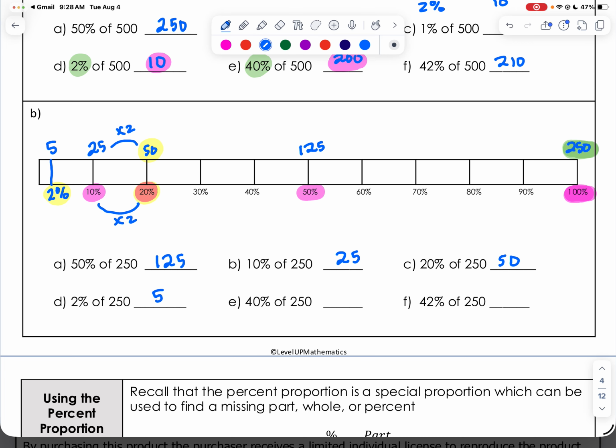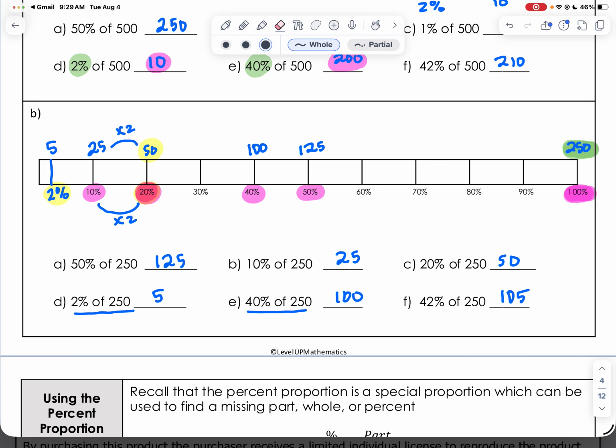All right, now let's get 40%. So to get 40%, I'm going to use 20% to get to 40%. So 20 times 2 is 40. 50 times 2 would give me 100. So 40% of 250 is 100. So 42%, I would have to take the 40% and add the 2%. So 100 plus 5 would be 105.